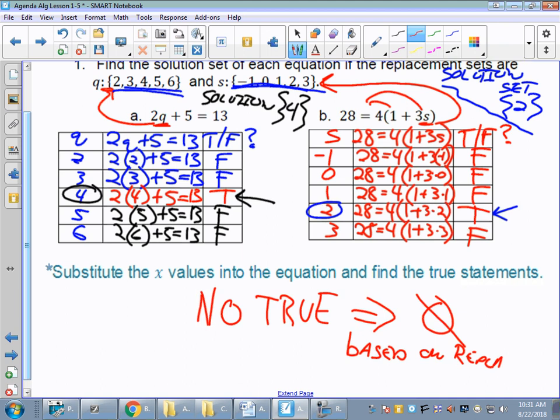Because there could be a number that actually works to solve the equation. You could actually get a solution, but maybe it's not in your replacement sets. So if it's not in the replacement set, you just have to say, hey, no solution based on your replacement set. There could be one out there, but it's not in the replacement set you were given.